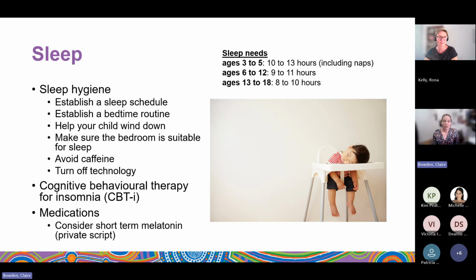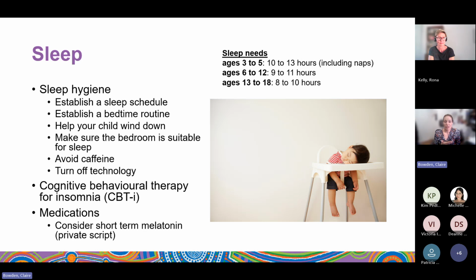Sleep is a big issue for a lot of children, but particularly for children on stimulants. I just put the sleep needs up there in the corner as a reference, and obviously different children are different, but this is the average times that they might need. So really with parents, going back to basics is really important, and setting the child up for success in sleep is really important.